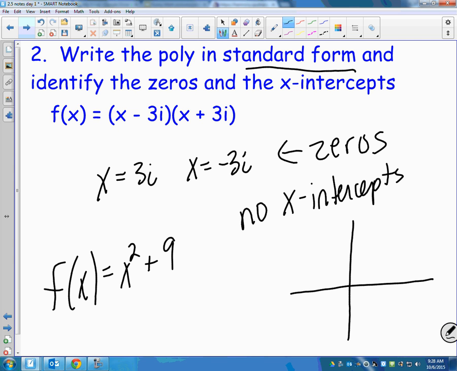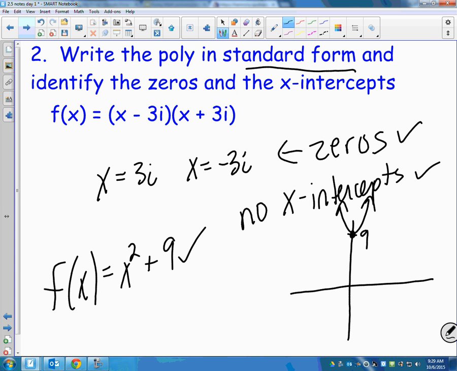So definitely it's a quadratic, and even if you didn't remember that it was up 9, you could make an XY chart, and if you plug in 0, you get 9. If you plug in 1 or negative 1, you get 10. And that's definitely not going to have any x-intercepts. So that's a little vocabulary thing I just wanted to make sure we talked about. So making sure we answered this question, write it in standard form, that's this. Identify the zeros, that's this. And we said there are no x-intercepts. If it's a real number, the zeros and the x-intercepts are the same thing, okay?